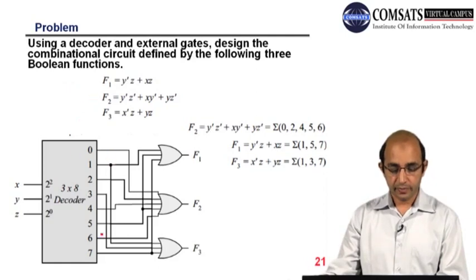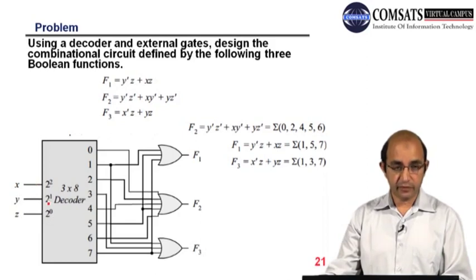So we have to use a decoder. This is a 3 × 8 decoder, or you can say a binary to octal decoder. These are the 3 inputs, and these are the 8 different outputs. You can see X, Y, Z, and we have started from here: 2 raised to power 0, 2 raised to power 1, 2 raised to power 2. This is the most significant bit, and this is the least significant bit.